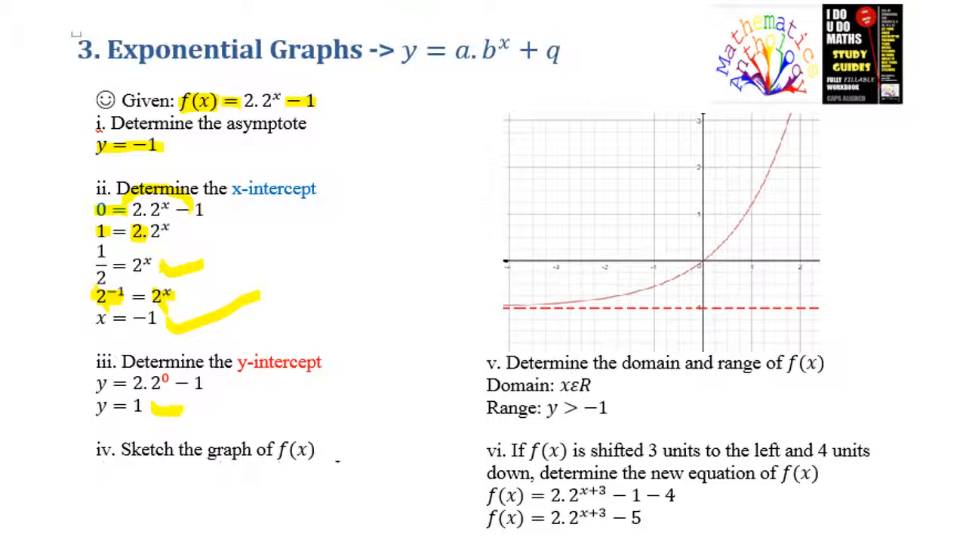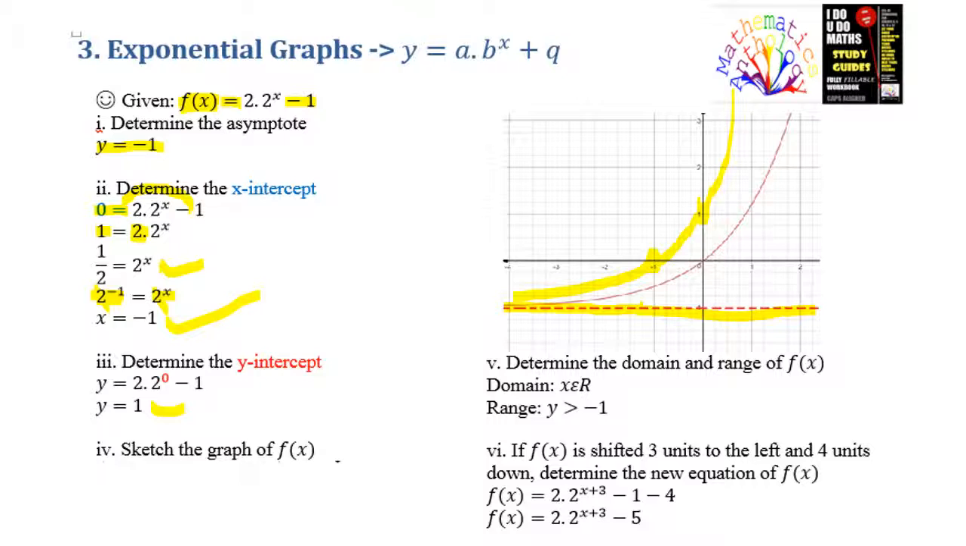Sketch the graph of f of x. Now if we're sketching the graph of f of x, my asymptote is y is equal to negative 1, which is here. My x-intercept is x is equal to negative 1, which is here. My y-intercept, y is equal to positive 1, which is here. So my graph here should actually go like so. So it's going towards the y asymptote, but remember it can't touch the y asymptote.